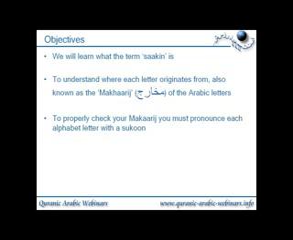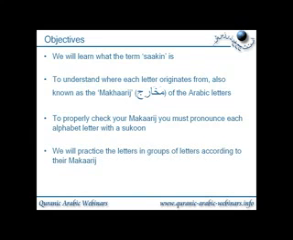And to properly check our Makhaarij, you must pronounce each alphabet letter with Sukoon. So this is a known methodology for practicing the Makhaarij, i.e. where the letter or the point of articulation of a letter comes from.